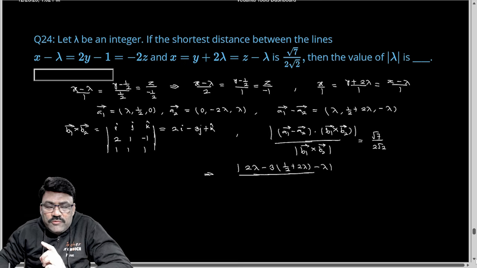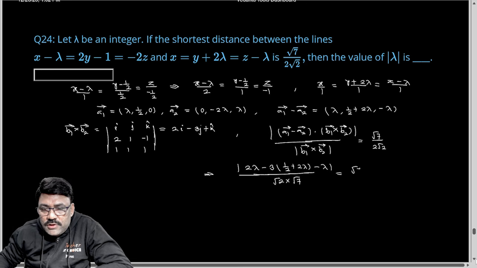Magnitude of B1 cross B2 is what? 4 plus 9, 13, root 14. Root 14 means root 2 times root 7. It is root 7 by 2 root 2. So this root 2 cancels.